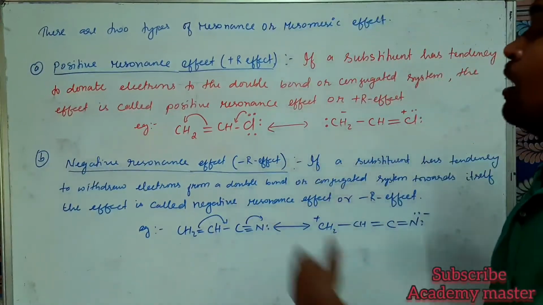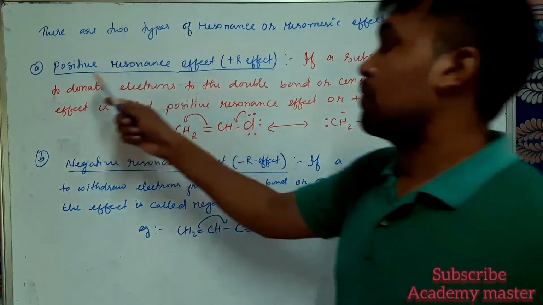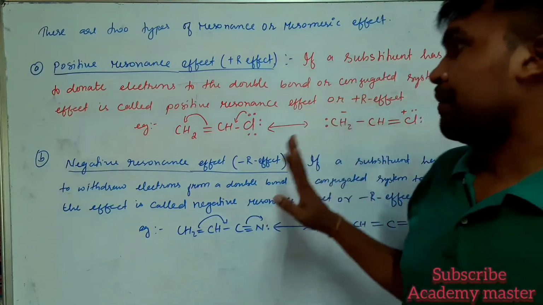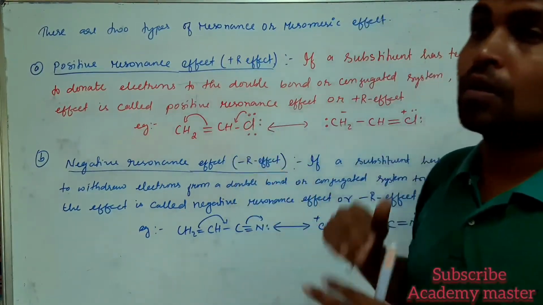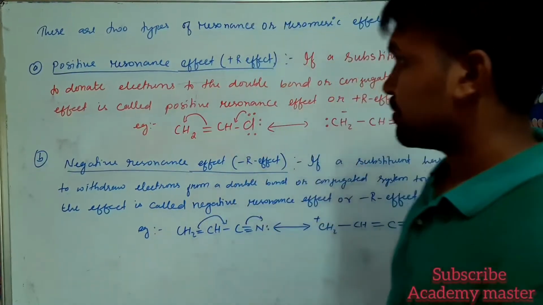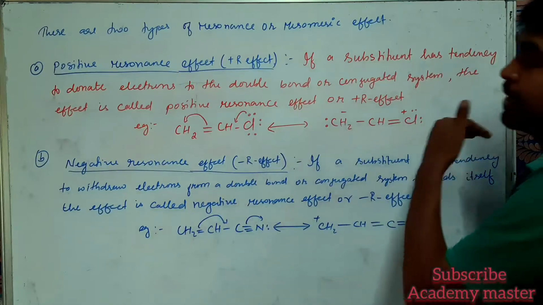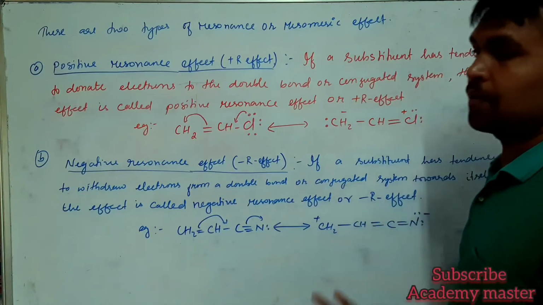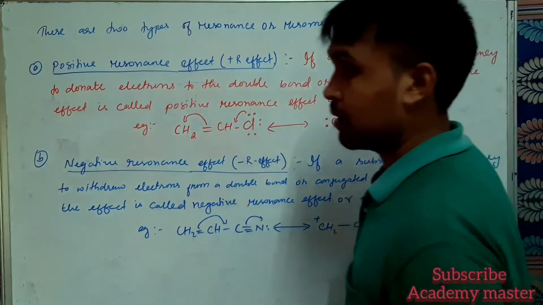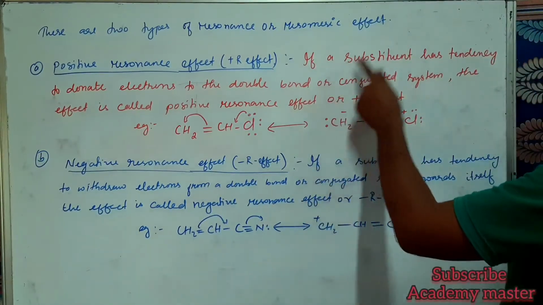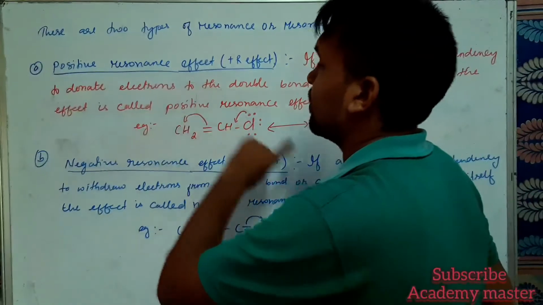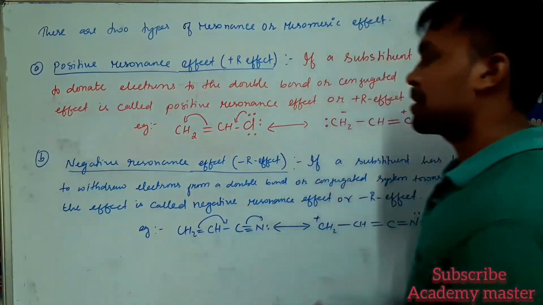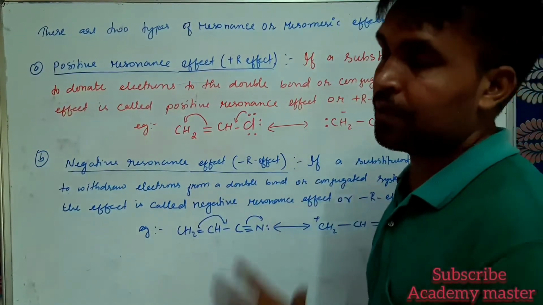So, types of resonance or mesomeric effect. The first type is the positive resonance effect or mesomeric effect. We call it the plus R effect or plus M effect. Both are the same. So what is it? If the substituent has a tendency, what is the substituent? We have already discussed these things in videos number 5 or 6. If you forgot, you can visit them again. If a substituent has a tendency to donate electrons to the double bond or a conjugated system, then the effect is said to be the positive resonance effect, or plus R effect.